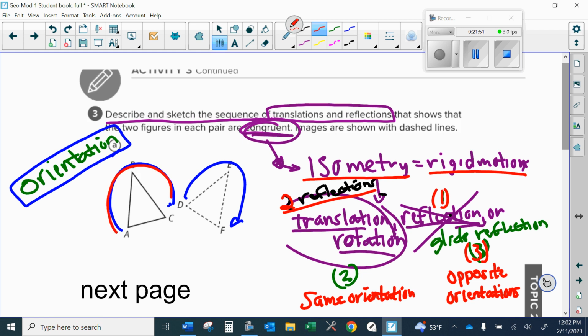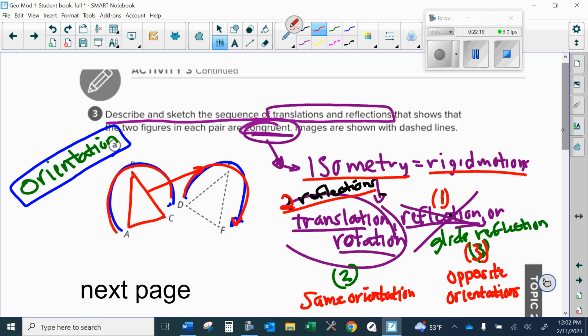ABC is clockwise, DEF is clockwise. Okay, so that means it's either a translation, which means that does it look just like this over here, just shifted over here? No, it doesn't. So since it's not a translation, it has to be a rotation. Okay, since it has the same orientation, it's either a translation, which means it just slid, it doesn't rotate at all, or it's a rotation.